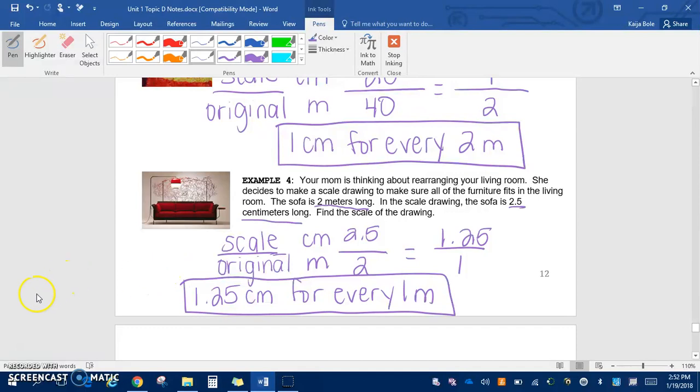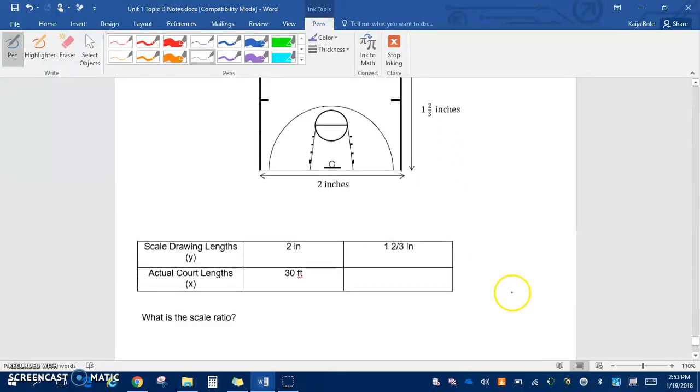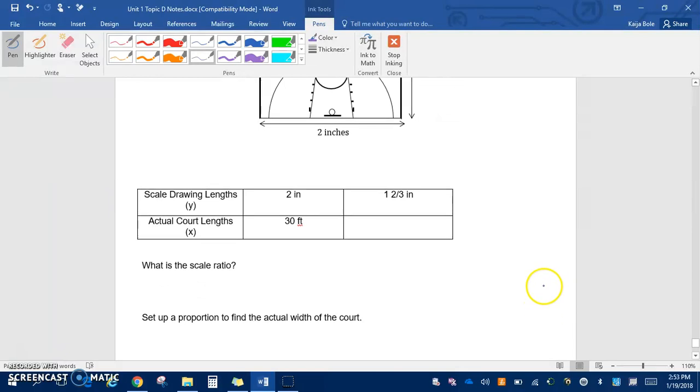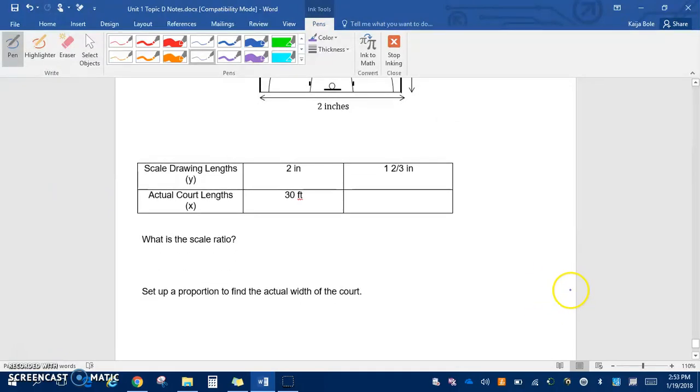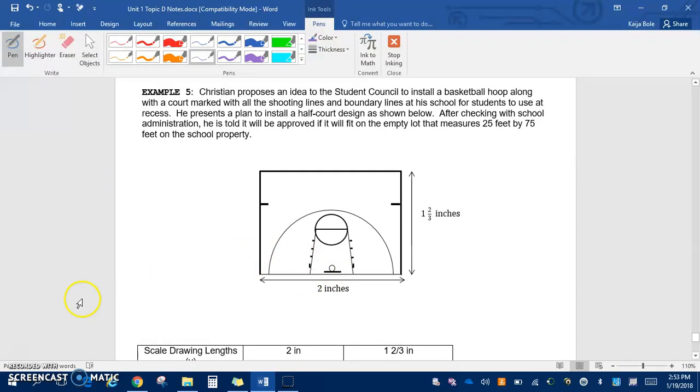Alright, so on the next page, this is a problem about a basketball court, and it gives you the scale drawing and it talks about the actual. And I want you guys to try this page on your own, see what you can do. Here they're asking you about the scale ratio, and remember that was always K equals Y over X, so I'll give you that hint. And then it says to set up a proportion to find the actual width of the court. Right, and your proportion in the end is going to be inches over feet, and this would be your blank proportion. Alright, so I want you guys to go ahead and do this whole page, and then we will go over it in class all together tomorrow.